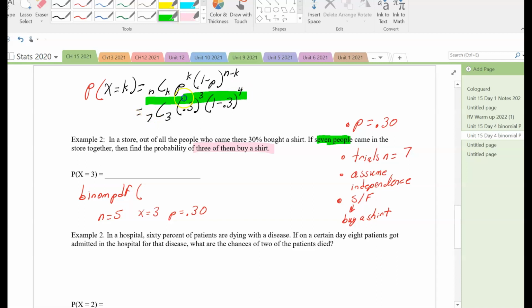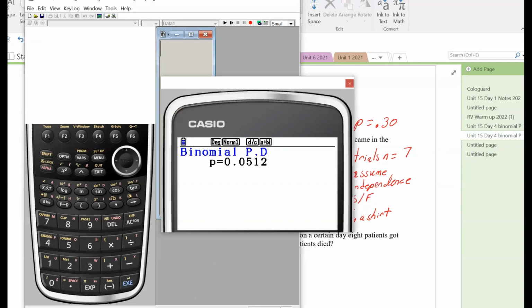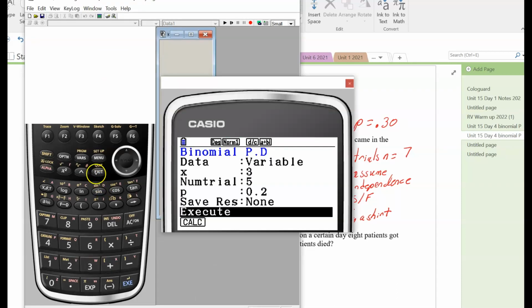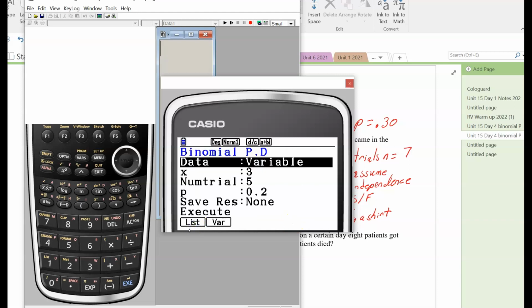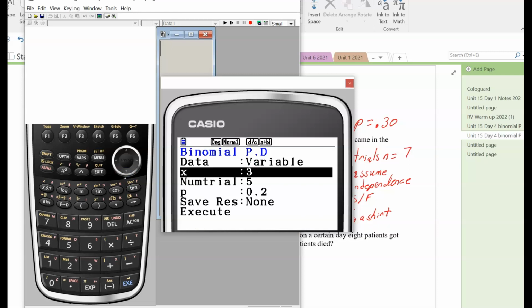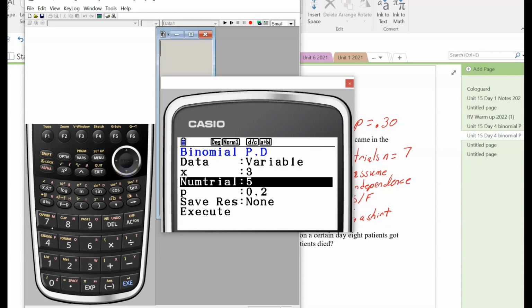And there's nothing wrong with typing this that I just highlighted in green, but I find it a lot easier to use the Binomial Pdf command. So let me do that on the Casio first. So to get that, you're going to press Distribution, Binomial, which is F5, Binomial PD, variable. So we wanted 3 people buying a t-shirt. There were 7 people, or 7 trials, and the probability of success was 0.3.